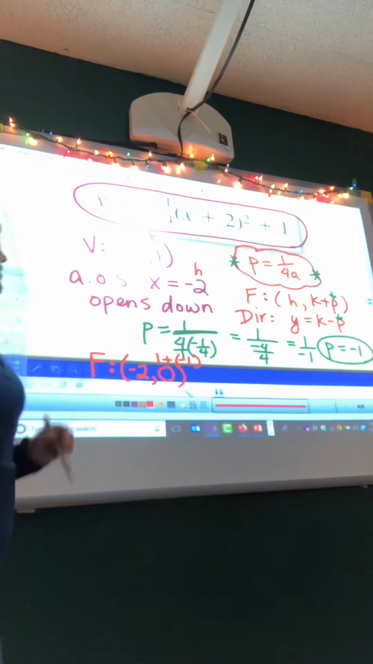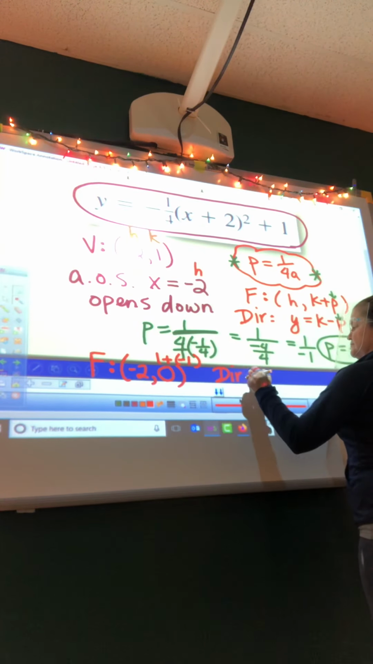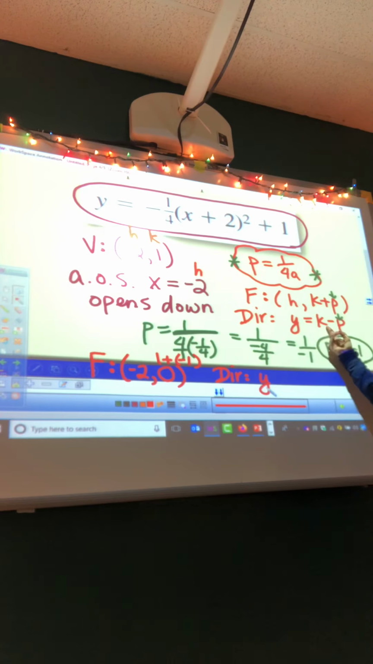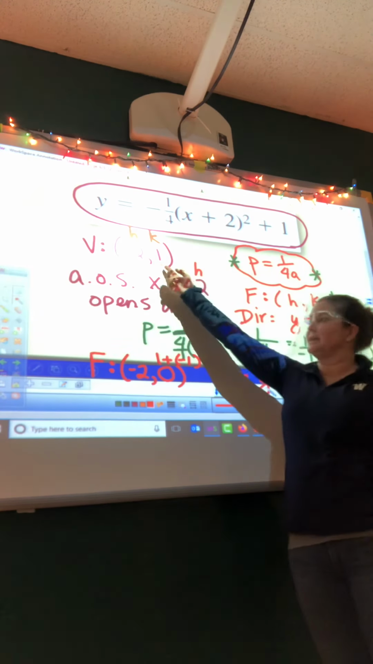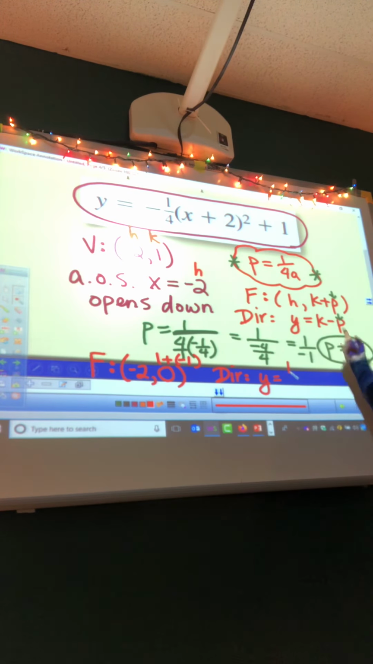All right. If I go to find my directrix, it's y equals k this time, but what's the k? 1. So we're going to have 1 minus the p, so minus, and p is -1. Double negative really makes that be positive, so therefore that gives me y equals 1 plus 1, 2. All right?